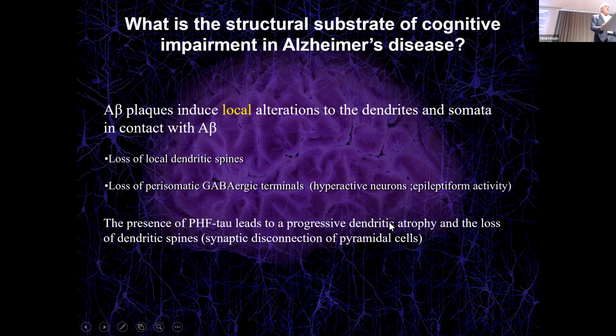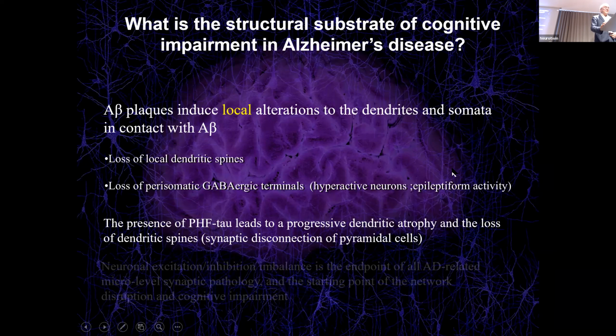So the presence of tau led to a progressive dendritic atrophy and loss of dendritic spines, and so it's a synaptic disconnection of pyramidal neurons, and this is probably more related with cognitive deterioration. Plaques will just give rise to this epileptiform activity typical of Alzheimer's patients, but the loss of cognition and memory is related with pyramidal neurons. This loss of spines, progressive loss of spines.